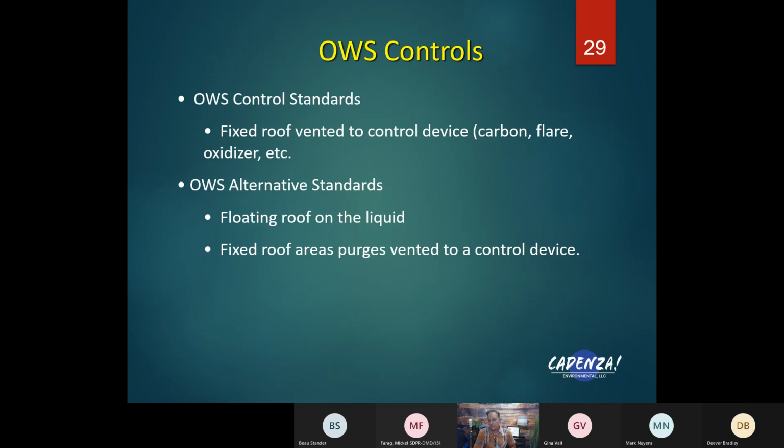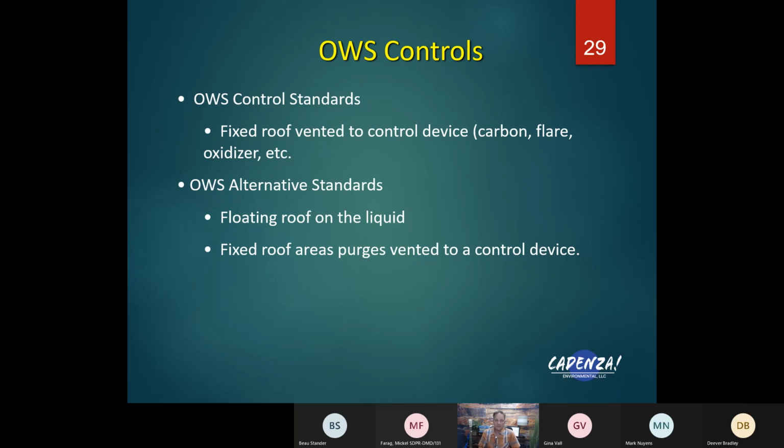Other oil water separator controls I want to talk about. Fixed roofs are required and must be vented to a control device on an oil water separator. So either carbon, flare, oxidizer, or some other kind of control device. Typically, that's because there's quite a bit of VOCs associated with the oily water in an oil water separator.